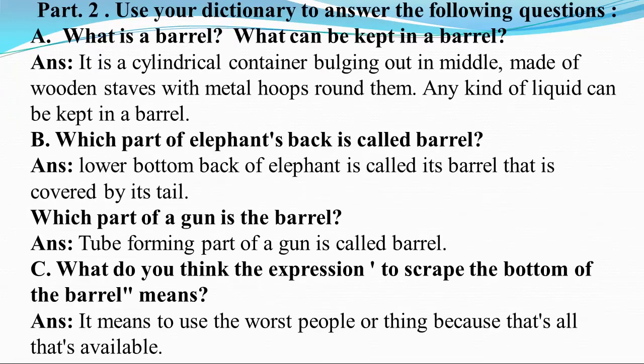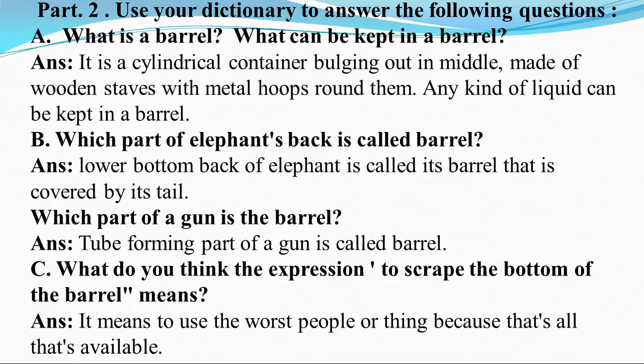Come to the second part. Use your dictionary to answer the following questions. There are 3 questions in this part. Part A is, what is a barrel? What can be kept in a barrel? And the answer is, it is a cylindrical container bulging out in the middle, made of wooden staves with metal hoops around them. Any kind of liquid can be kept in a barrel.